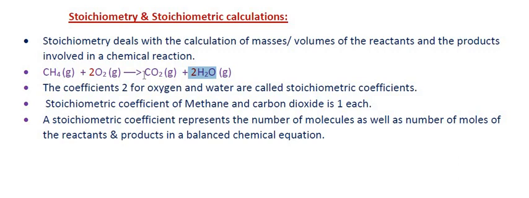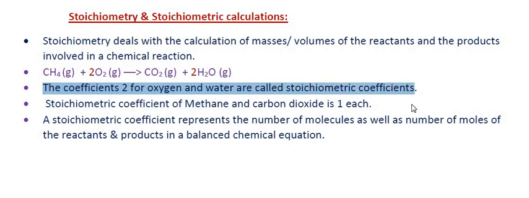So what does it represent? It shows that when no number is written, it represents 1. We have to understand that 1 is there. So when one molecule or one mole is involved, we don't write any number in front of the formula of the compound. These numbers are known as coefficients, stoichiometric coefficients. The coefficient 2 for oxygen and water are known as stoichiometric coefficients. I have mentioned it in the next point.